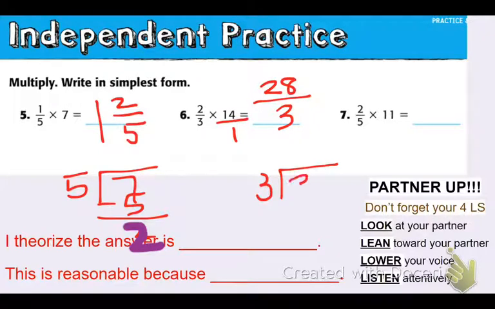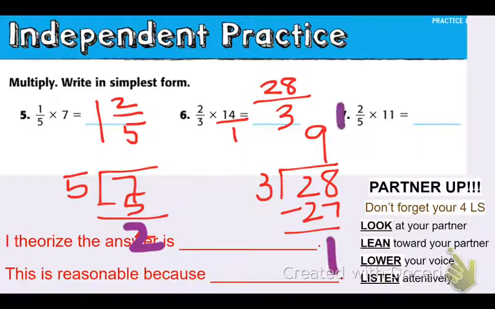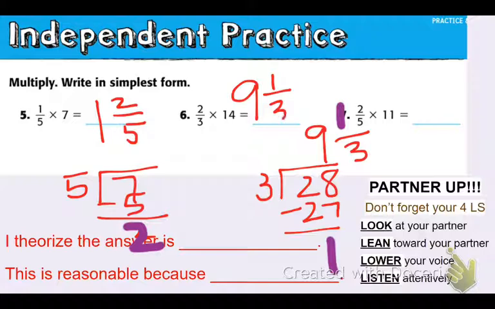How many groups of 3 can I make out of the number 28? Well, 3 times 9 is 27, so I can make 9 groups of 3. There's 1 left over. I can't make a group of 3, but I can use that to be my numerator. And my denominator stays a 3. So if I go back to the original question, 2/3 of 14 is 9 1/3.